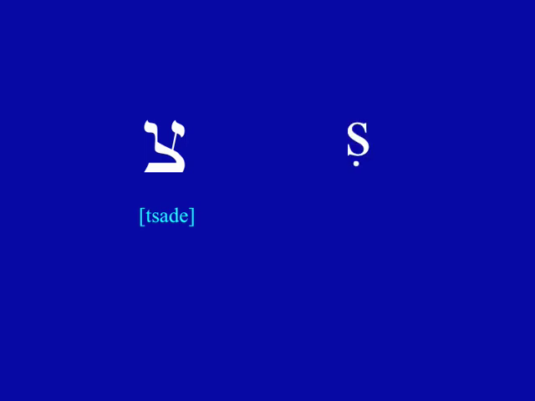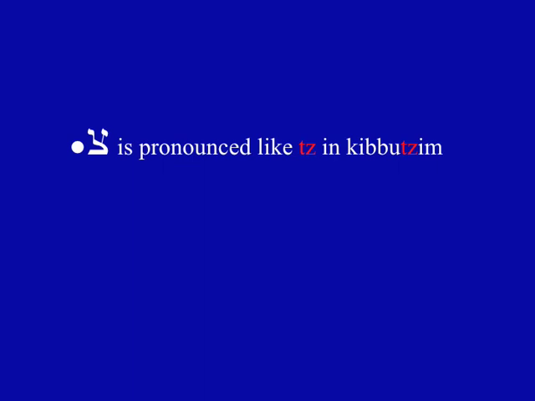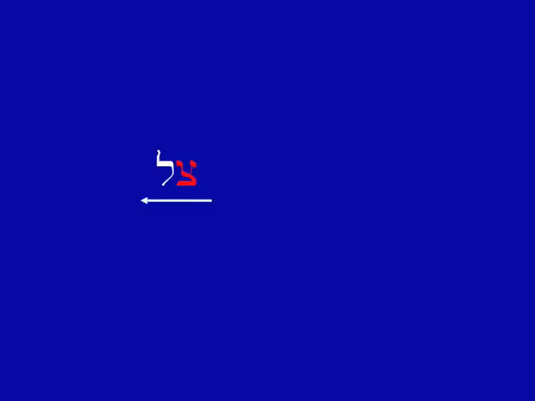Tsade. Think of the TS sound in the word tsetse fly. Tsetse, like a TS. It's written in transliteration as an S with a dot under it. You remember that's an emphatic sound because it's sort of like an emphatic S. It's not just S, but it's S with more emphasis, that TS sound. Kibbutz, kibbutzim, ts. So the Hebrew word for shade or shadow, like you're in the shade of a tree, is tsel, tsel.